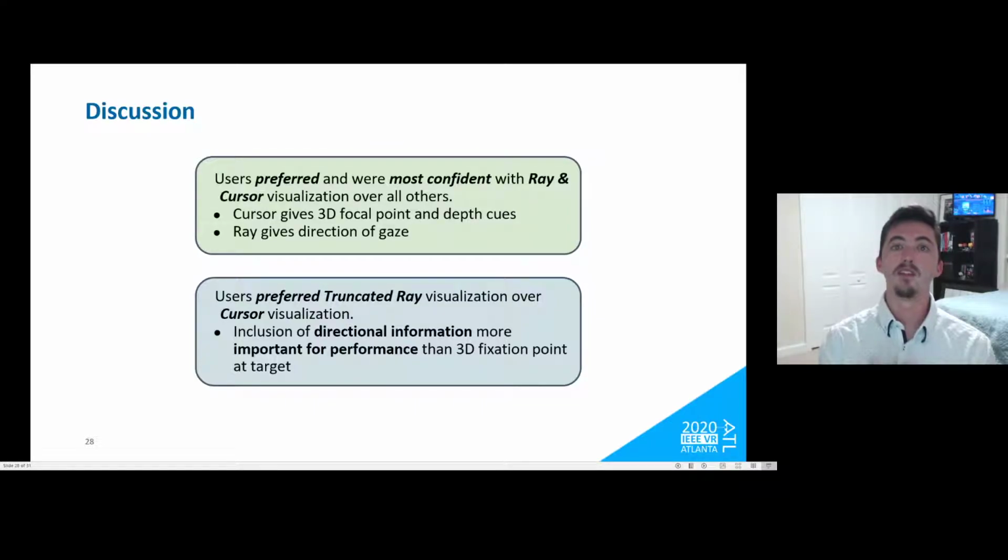And we believe that this is because it combines that directional component with that 3D object to focus on that gives you that additional depth cue. We also saw significant differences between that truncated ray and the cursor visualization, which again we think comes down to just truncated ray having that directional component to guide our participants' eye toward the correct target.